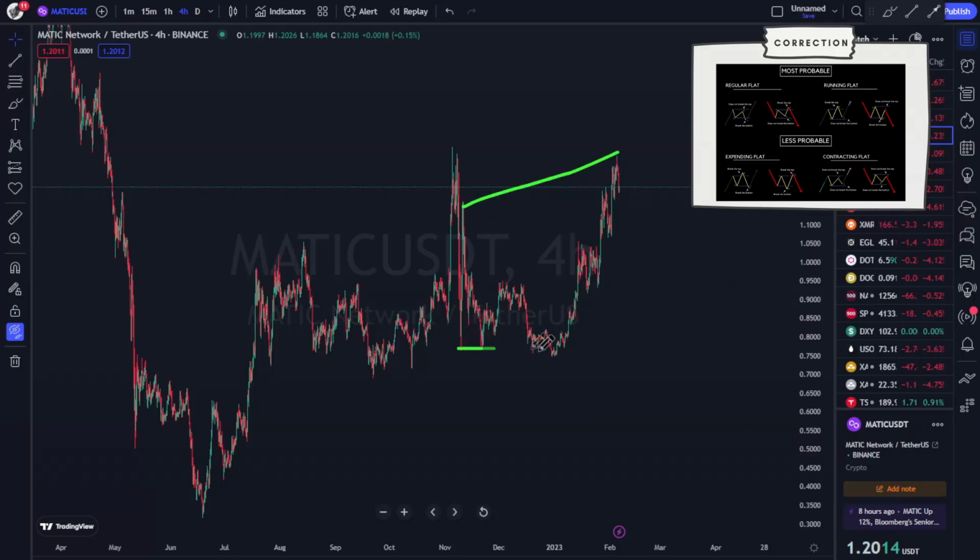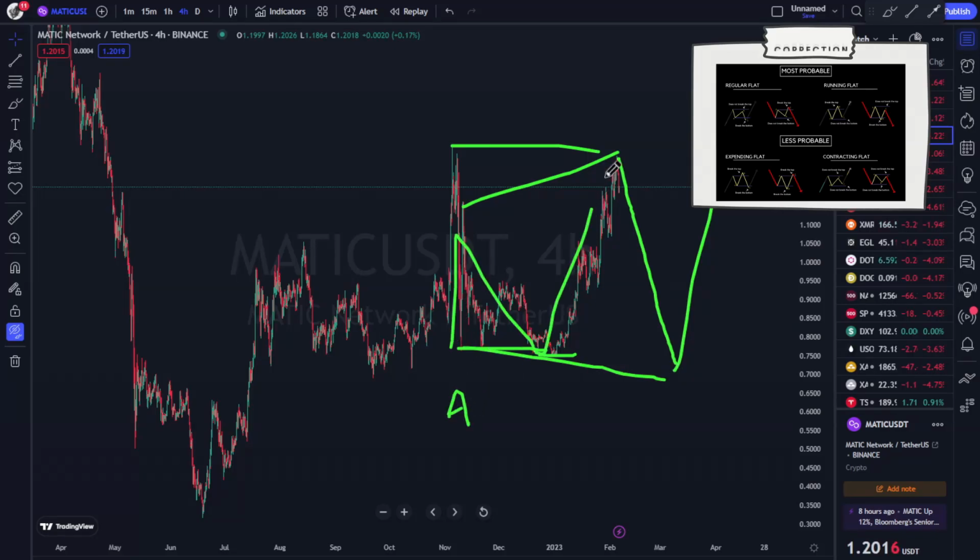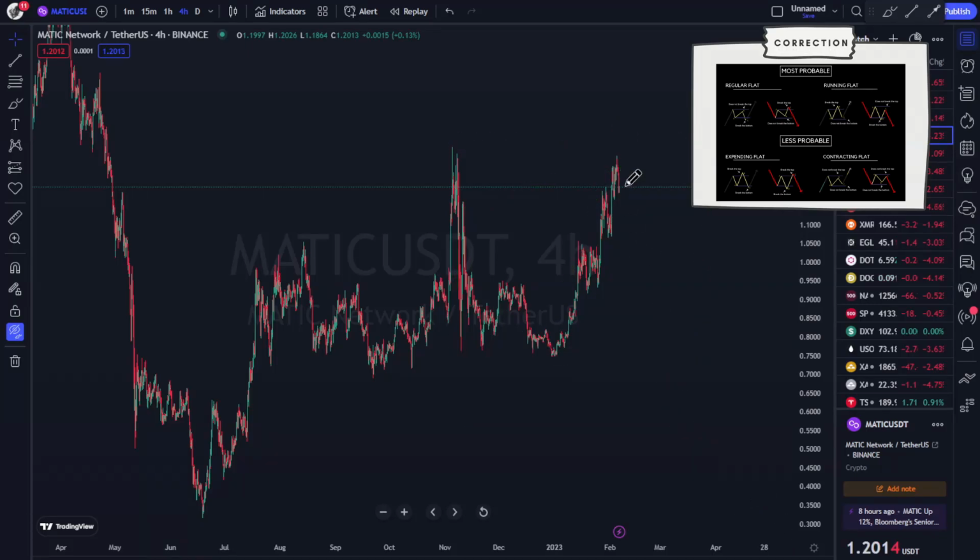So this expanding, it's still possible, and if it happens, then you'll have a drop that will break the low and then come back up, because this will be a completed regular flat. So this will be the A move, all this will be the B move, and this will be the C move before breaking the top. So it is possible actually, and for that to happen, we need that range and a drop.